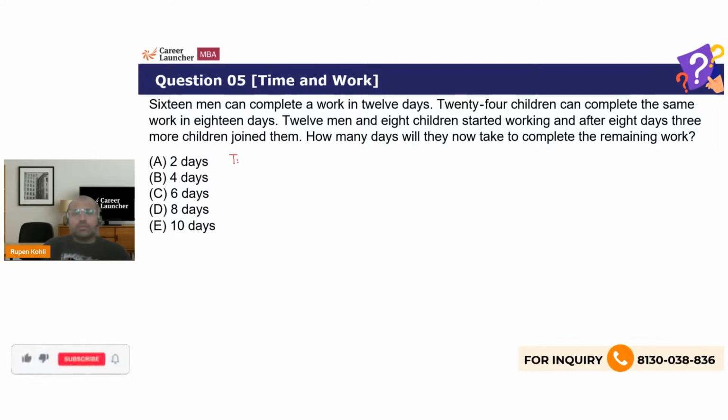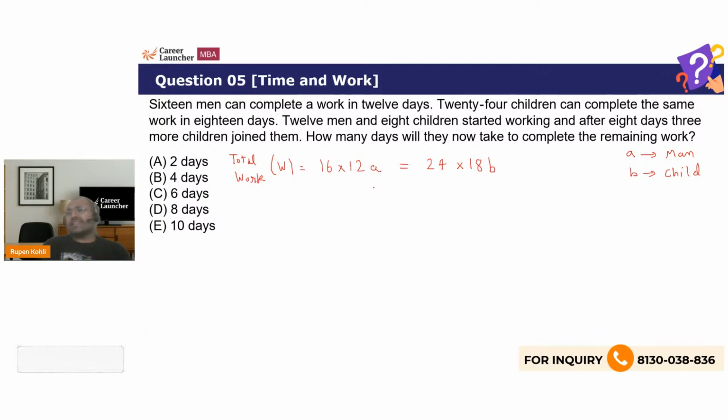The total work is, let's say A is the work done by one man in one day. So I'm defining work rate as A for men and B for children. So the total work is 16 men in 12 days, so 16 into 12 A, which is also equal to 24 children in 18 days, so 24 into 18 B. Here A and B are the respective work rates of one man and one child. Means one man can do A units of work per day. From this, I'll get the ratio of A is to B.